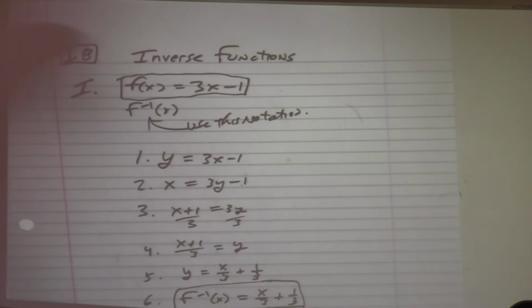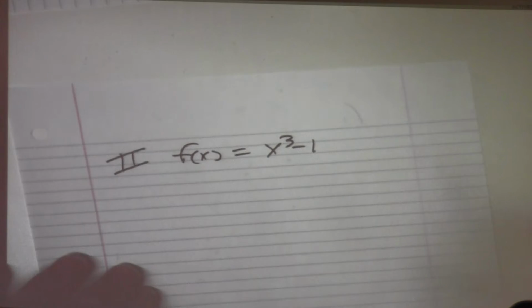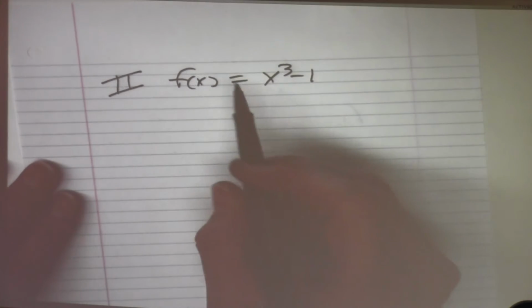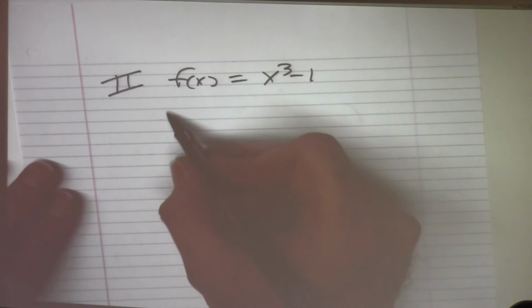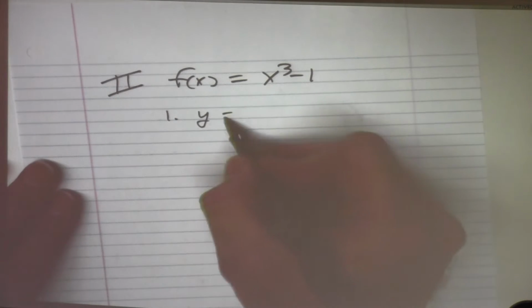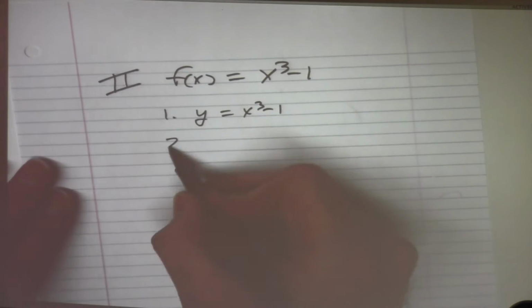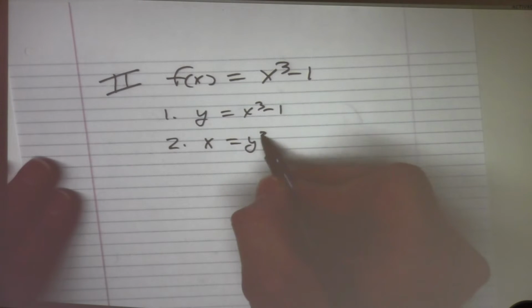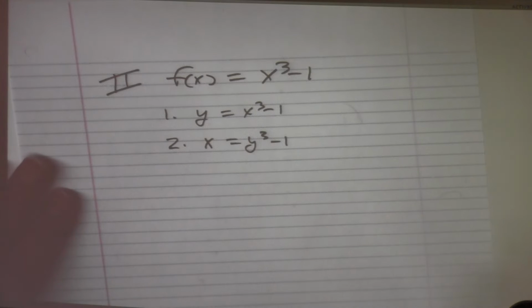Now, this is part 1 here. There is a part 2, where we're going to do it with a different function. In this case, it's going to be f of x equals x cubed minus 1. In order to find the inverse of that, we're going to do those same steps, where the first step is to make that y. The second step is to reverse the two variables. And now we solve for y.